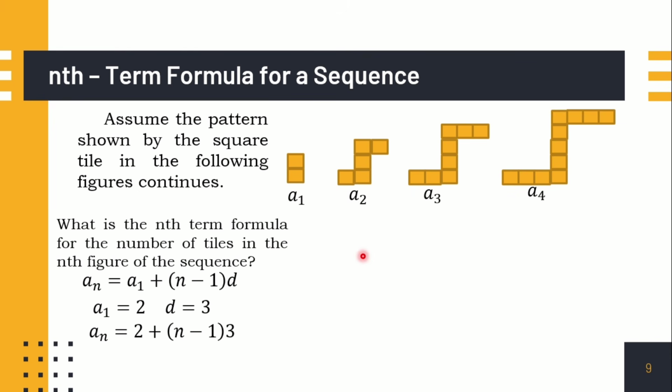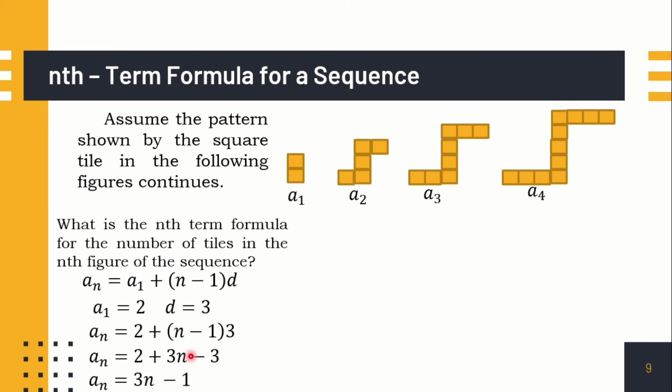Now, substituting on this formula, so we come up, so ang a sub 1 natin, 2 plus n minus 1 times 3. And then, distribute yung 3 inside the parentheses. So, we have 2 plus 3 times n, that is 3n minus 3, and that is 3n minus 1. Bakit? So, si 3n, again, wala siyang kasama. So, copy nyo na lang.